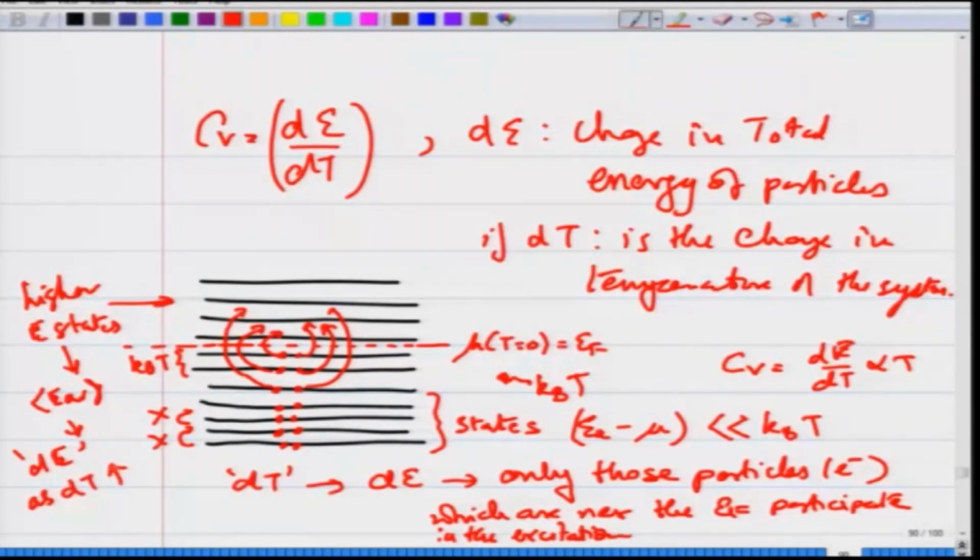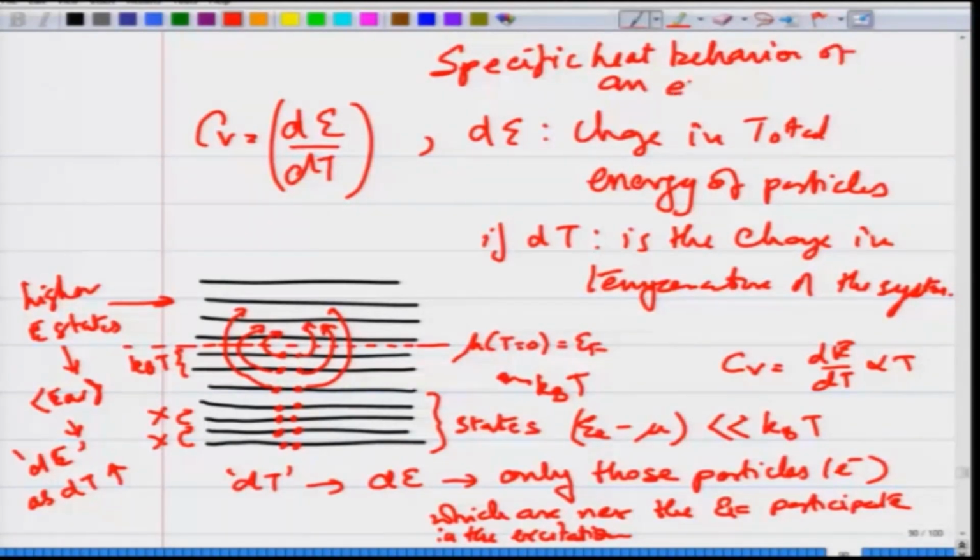So, as a function of temperature, your specific heat will increase, because you can cause more and more excitations into the higher energy states. And this is the basic understanding of the specific heat behavior of an electron gas within the Sommerfeld's model. We will next show how you get this linear temperature dependence of the specific heat of the gas.